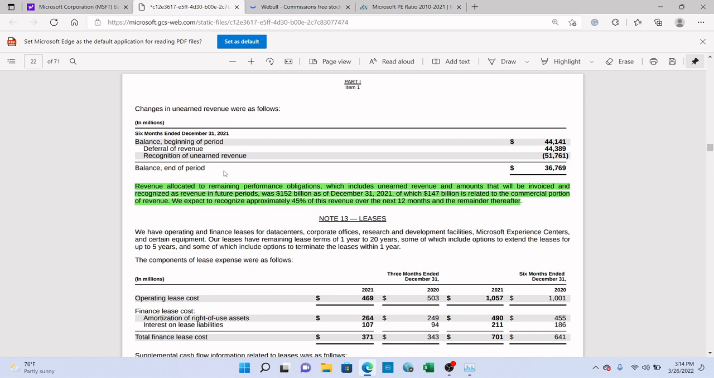When we're looking at this balance here, it says that the beginning balance is 44 billion. They added more to that in deferred revenue, so this is actually considered a liability. They added more to that, and then during this period, they were able to recognize 51 billion. This is just a little interesting tidbit that I wanted to talk about that maybe you're interested in, maybe not, but good to talk about anyways. Let's go to page 24.